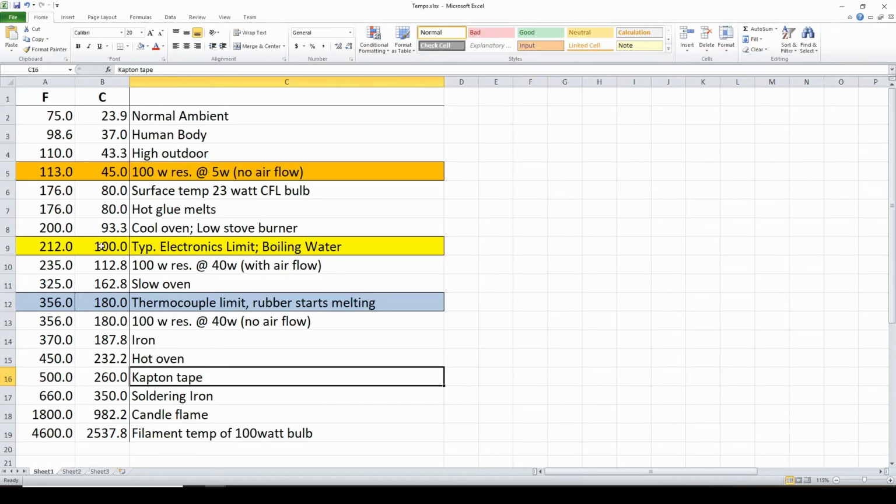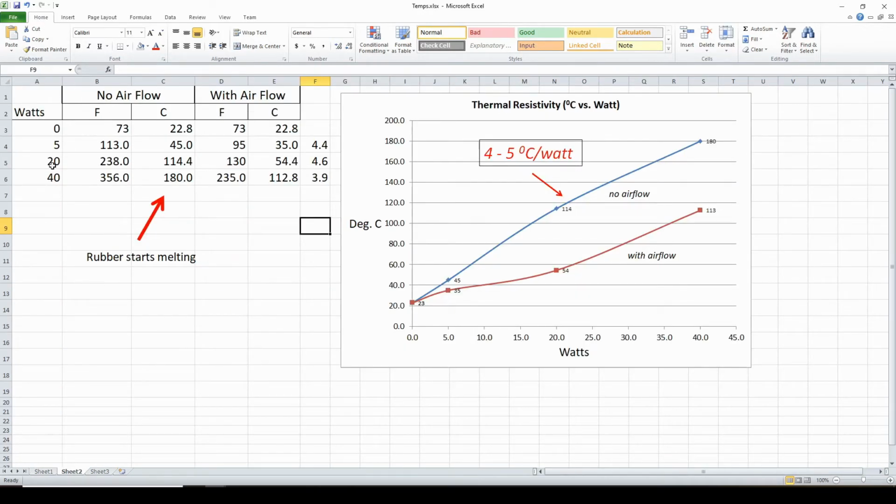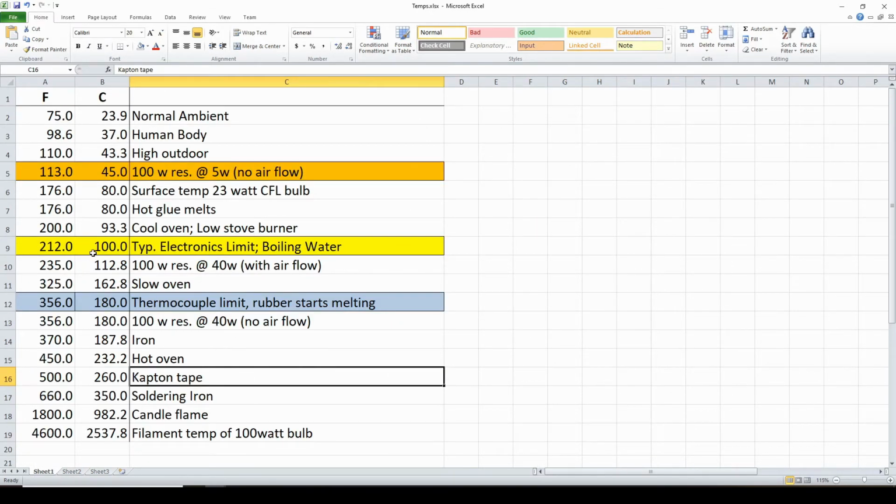So when you start to see electronic components around 100 degrees C on the outside, you know that on the inside it's a lot hotter, and that's when things start to get damaged. That's why a lot of computer equipment has a throttling point where if it gets, have all the fans on, but it's still getting up around 100 C, you might throttle performance to bring that temperature down. So the next one just above that is our 100-watt resistor when we apply 40 watts. You go back here, your 100-watt resistor, 40 watts, it was about 180 degrees C. Okay, so 100-watt resistor with 40 watts, with airflow is about 112.